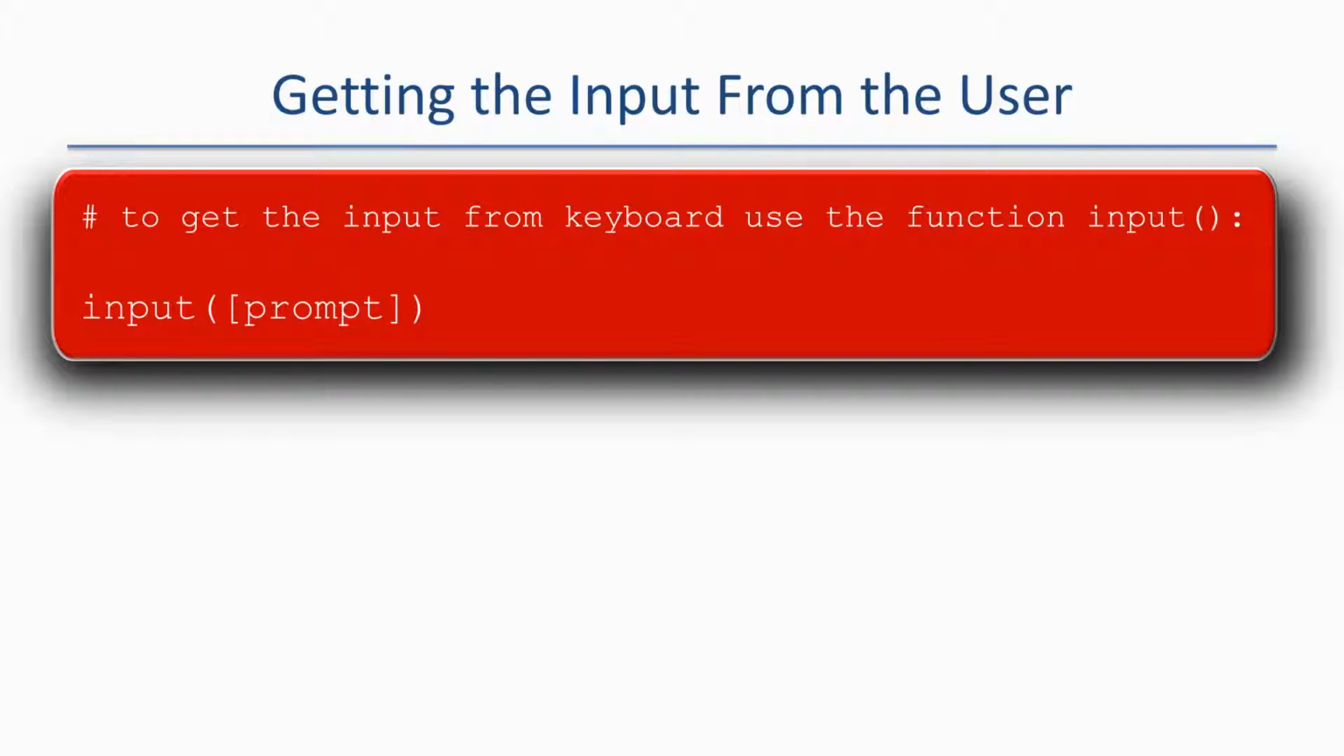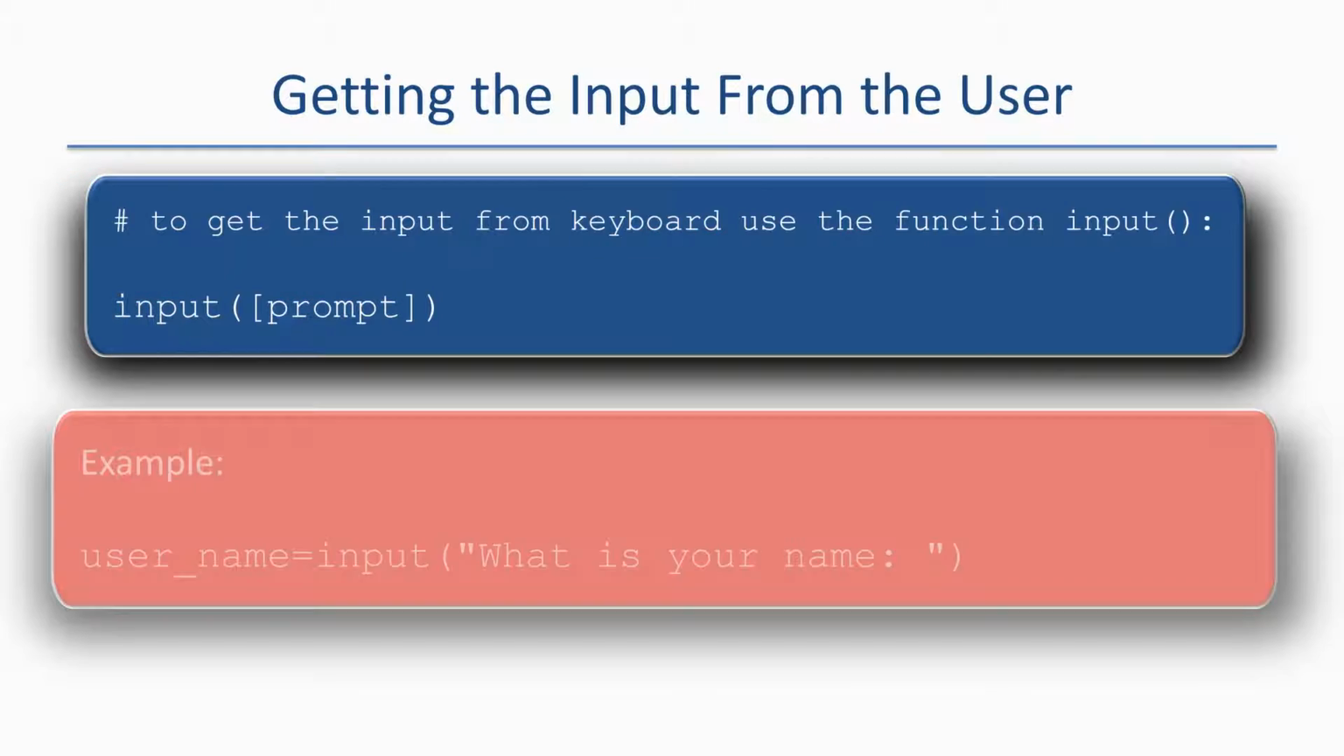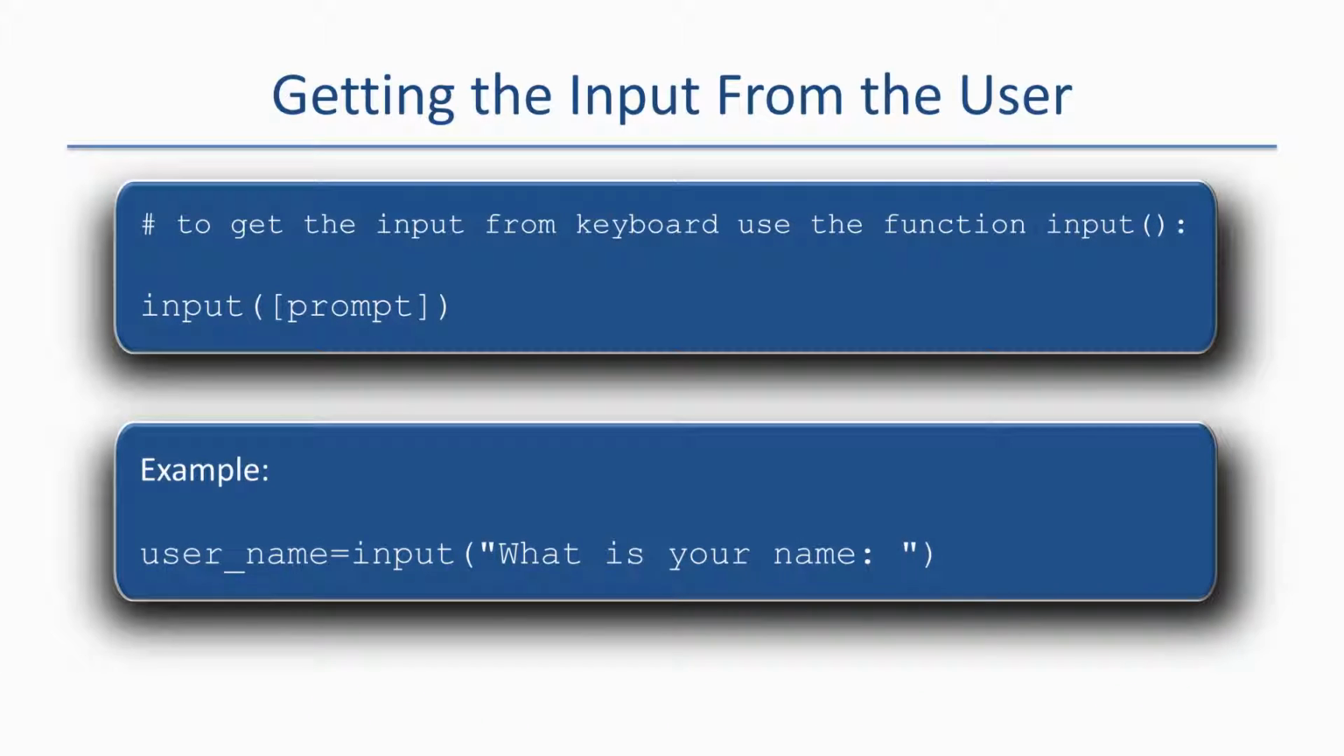To get the input from the keyboard, you should use the function called input. The general format of an input function is that you say input and open parentheses with some optional prompt and then close parentheses. Here is an example of it. A variable name on the left, an equal sign, then you say input and open a parenthesis, put some kind of optional prompt and then close parentheses.